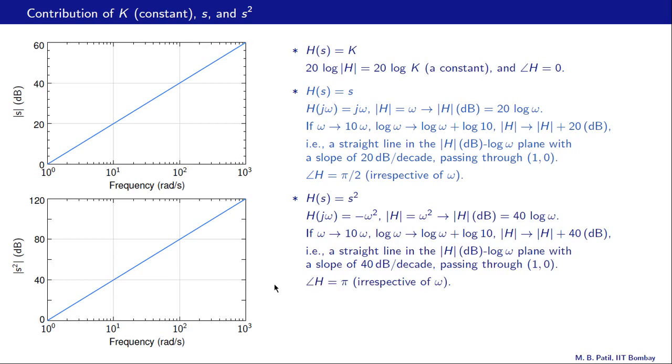What about the angle? H of j omega is minus omega squared, is some negative number, and therefore the angle is 180 degrees, and that is irrespective of the frequency value. We can write this pi as either pi or minus pi, plus minus 180 degrees.